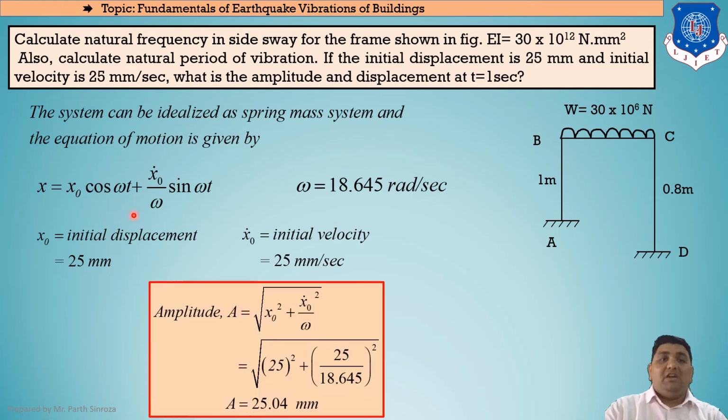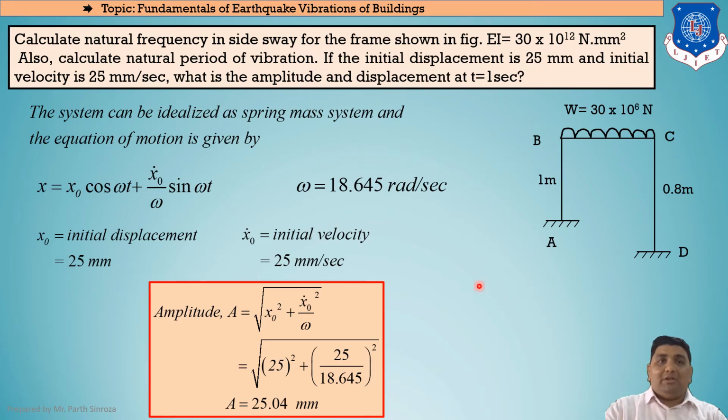Clear? So this will be our amplitude equation. The amplitude equation we had derived earlier, and the equation for that will be A equal to under root x0 square plus x0 dot upon omega whole square. Clear? So substituting everything, we are getting the amplitude value to be 25.04 mm. Amplitude is always denoted in mm. Clear? So this is the value of amplitude. The calculation of amplitude is completed.